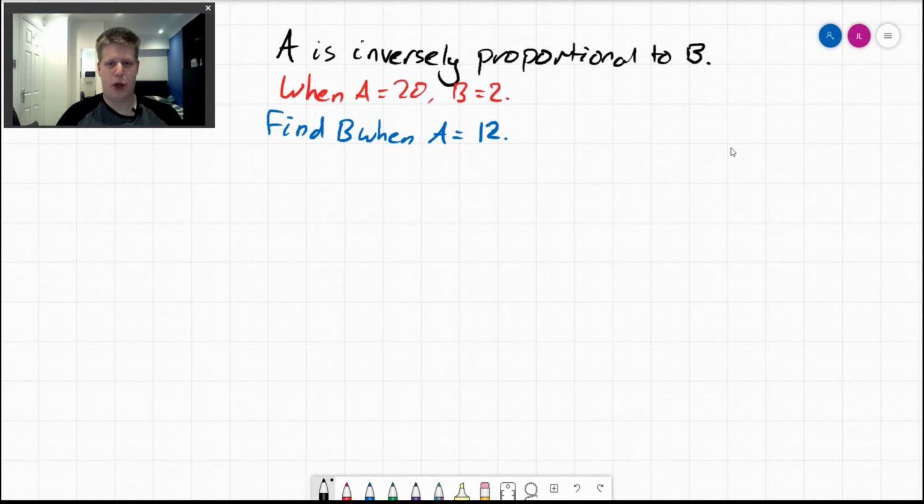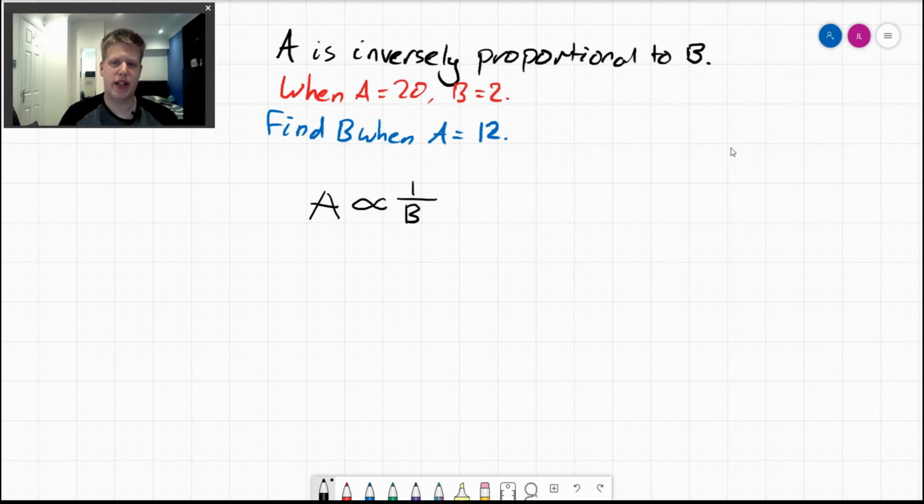Let's solve an inverse proportion question. A is inversely proportional to B, and when A is 20, B is 2. So we need to find B when A is 12. So the first thing we need to do is write out our proportion statement, which in this case will be, as we know, if they're inversely proportional, then we can say that A is directly proportional, using our alpha sign, to the reciprocal of B.